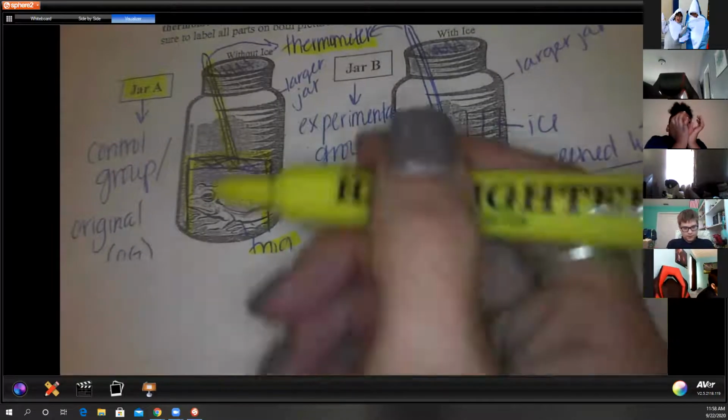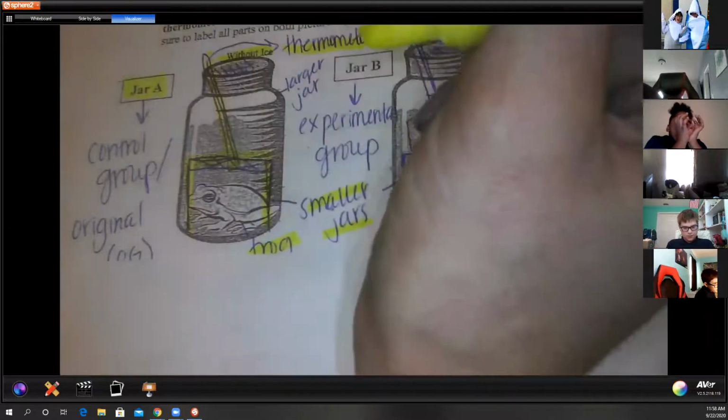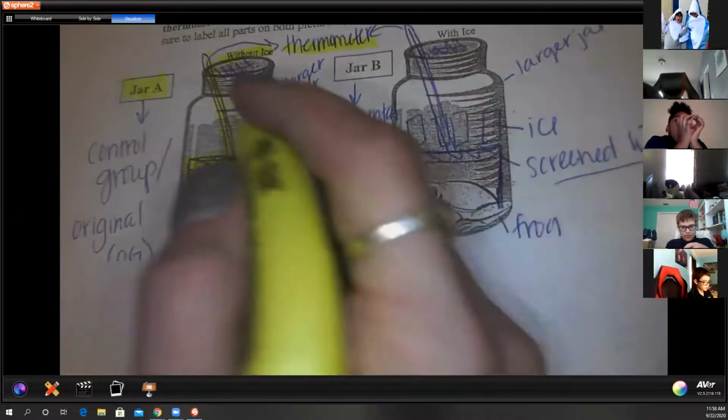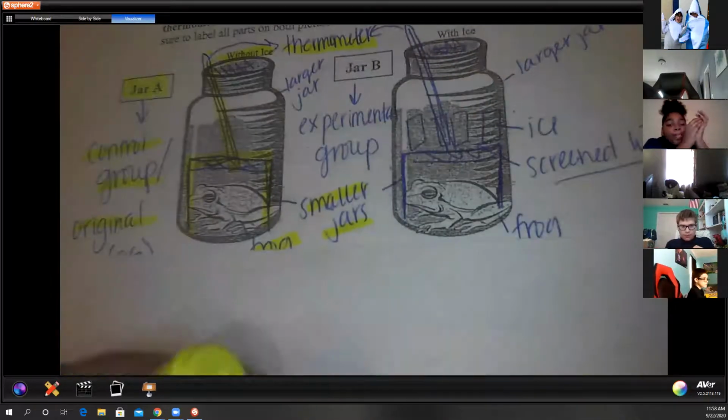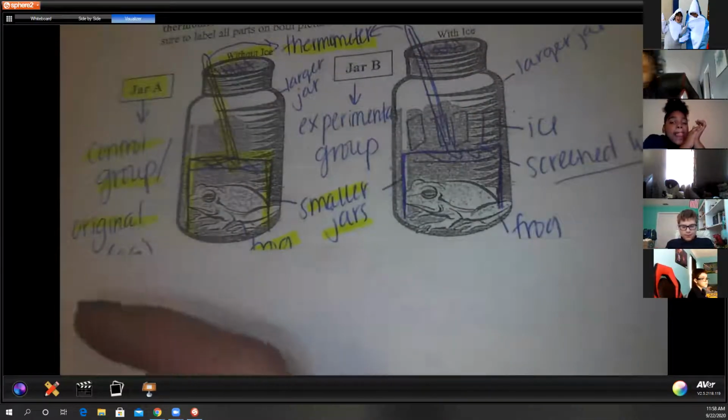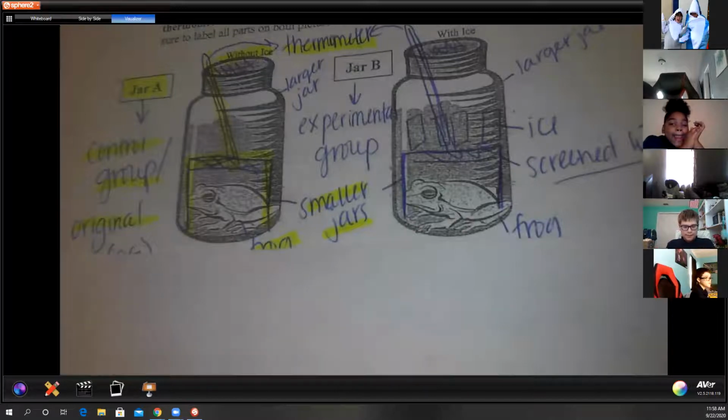And jar A has no ice in it, right? So that is my control group because it's original. It's not normal to put ice on a frog. If you're freezing frogs, I'm concerned about you as a person.